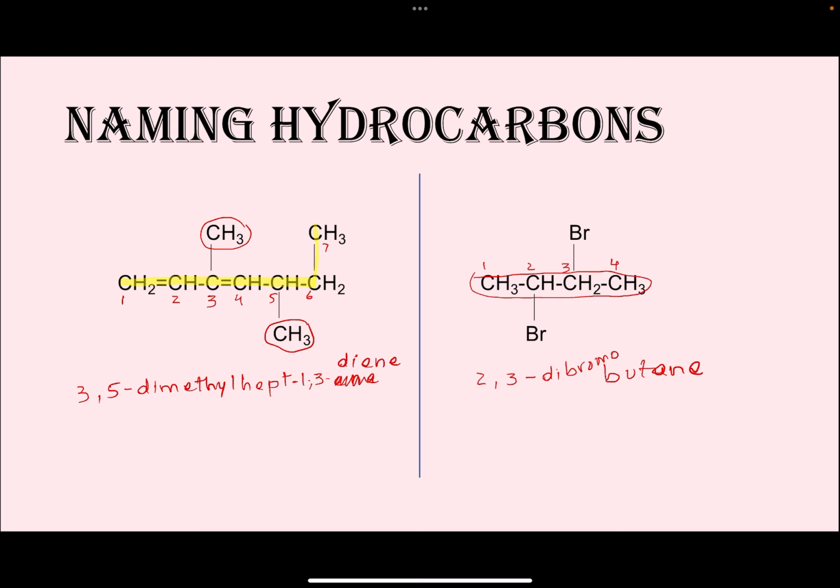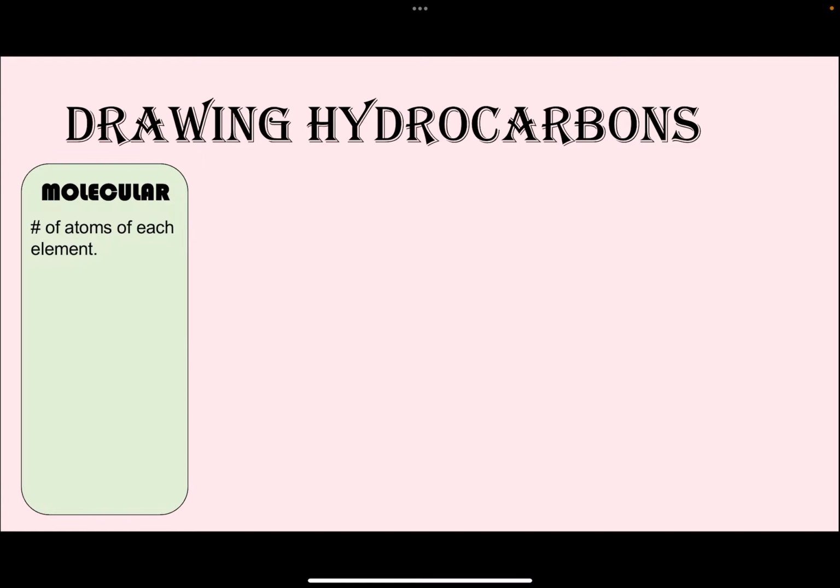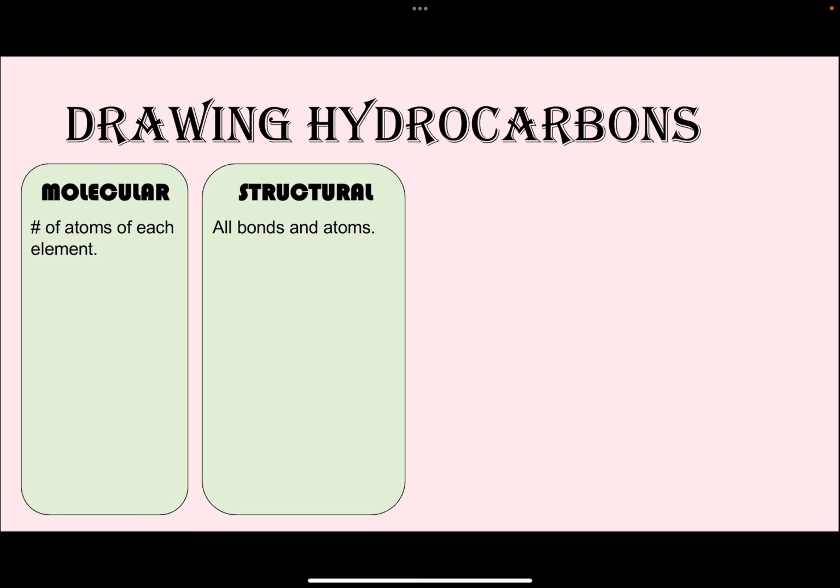All right. So that was naming hydrocarbons. What if we are asked to draw hydrocarbons? There are different types of formulas that we need to be aware of. The first one is your molecular formula, which is simply the chemical formula. It gives us the number of atoms of each element in a compound. Then we have the structural formula, where we draw the extensive structures. We include all of the bonds, all of the atoms, everything.